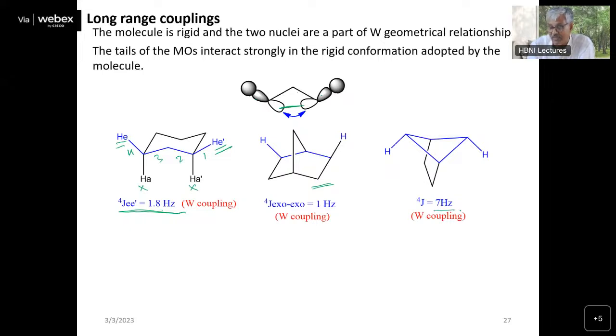J is equal to 7 Hertz. In this case, it is near 2 Hertz. This is 1 Hertz, but this is 7 Hertz. See here, there is no interaction of the nuclei through the pi system. Here it is simply through the sigma system, but the sigma bonds are arranged in such a way that the back lobes are now communicating. So it is actually reducing the distance between the interacting nuclei. I think I'll stop here.